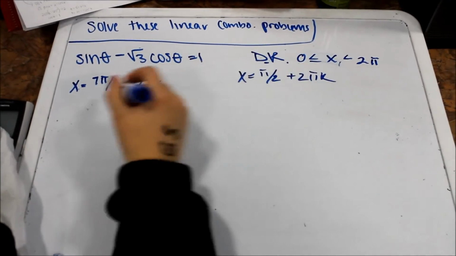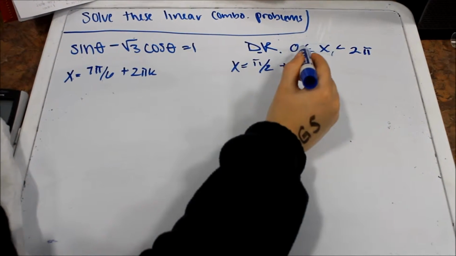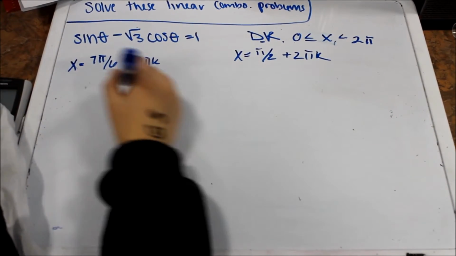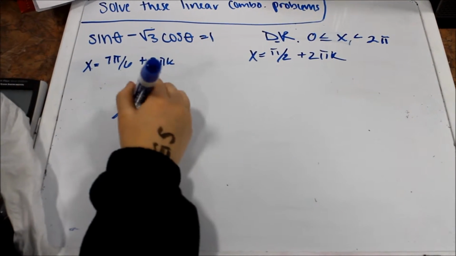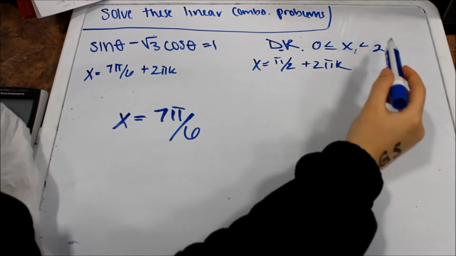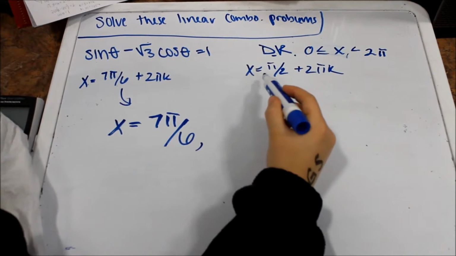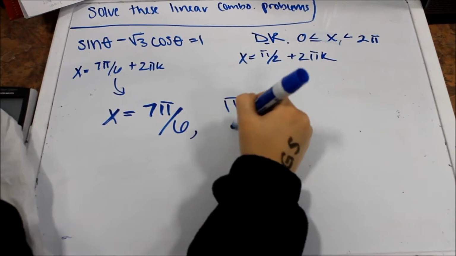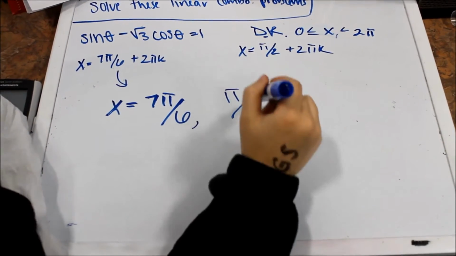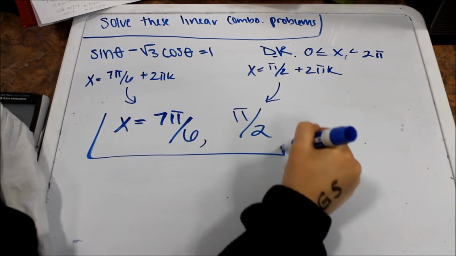Alright, so from these two general solutions, and from our domain restrictions of 0 less than or equal to x less than 2 pi, we can find our final answers. So in this equation, we have x is equal to 7 pi over 6. And if we try to add 2 pi k, it'll be over our domain restriction, so that's the only answer we can get from this equation. Now from this equation, one of our answers will be pi over 2, but if I try to add 2 pi, I again will go over the domain restriction, so that will also be my only answer from this equation. So these are our final answers.